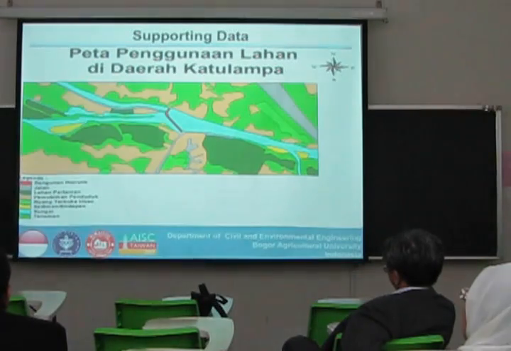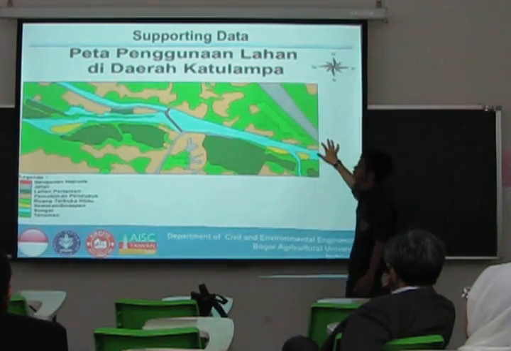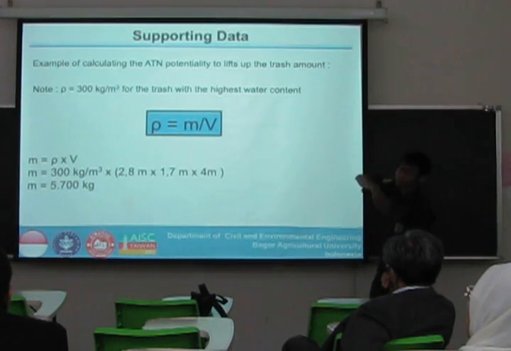This is the land use of Katlam River, Mexico. And this is the example I showed before.